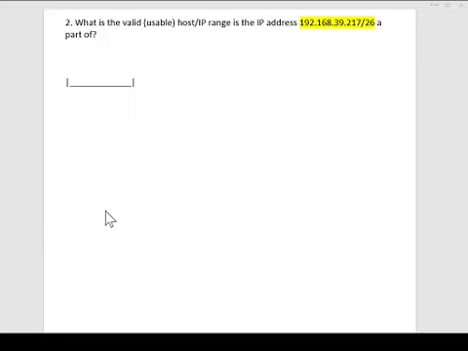Okay, our second question. What is the valid or usable host or IP range that the IP address 192.168.39.217/26 is a part of? Now we're only looking for the usable range. Remember, we're going to lose 2. We can't use the network ID to assign it to anything, and we can't assign the broadcast, but we're still going to figure these out. I'd like you to make sure that you get the network ID, first usable, last usable, and broadcast, because first usable to last usable is your network range or your IP range.